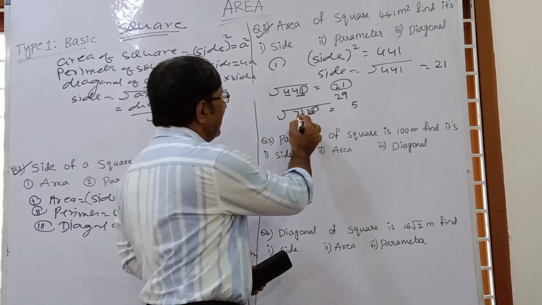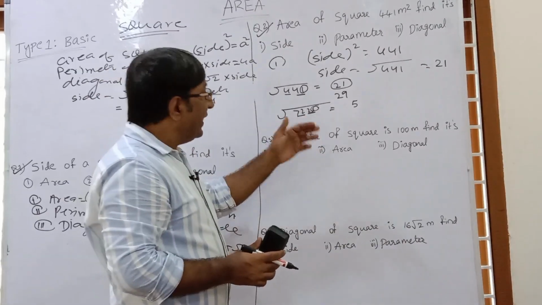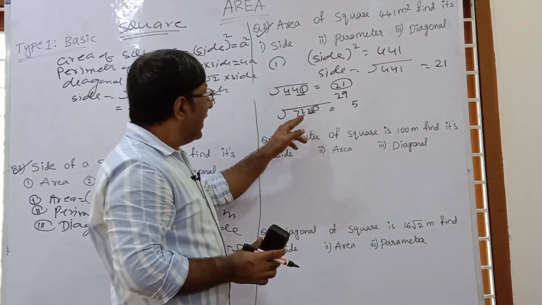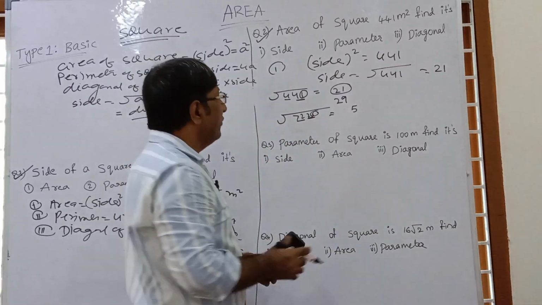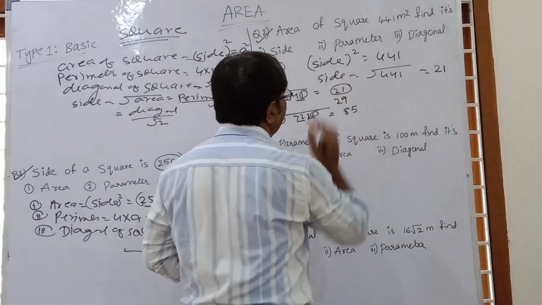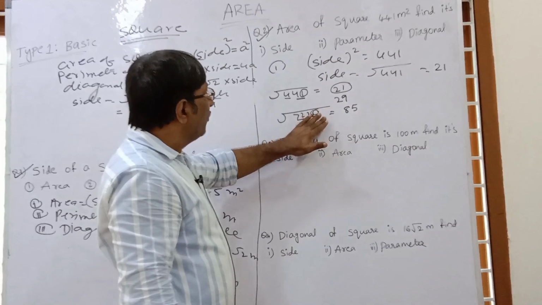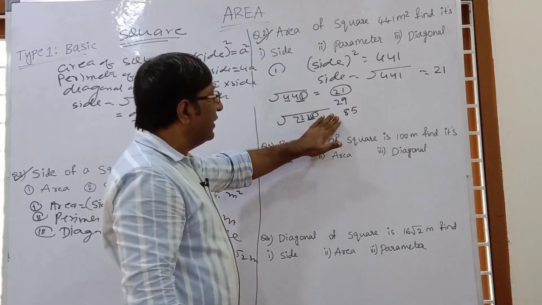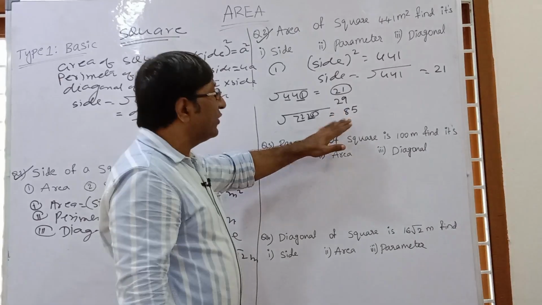Now there is 72 left. So check whose square is near 72. So 8 square is 64 and 9 square is 81. So 9 is greater, so we'll take the smaller one, which is 8. So this is 85. So our answer is 85. So this is the rule for finding a square root. There is a video in the aptitude tips playlist, you can check.